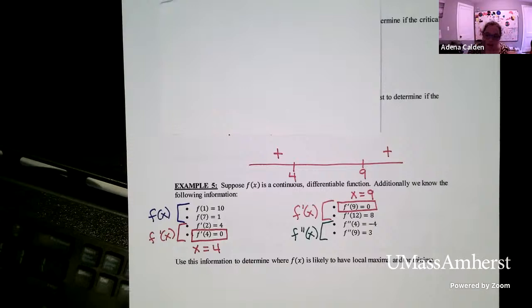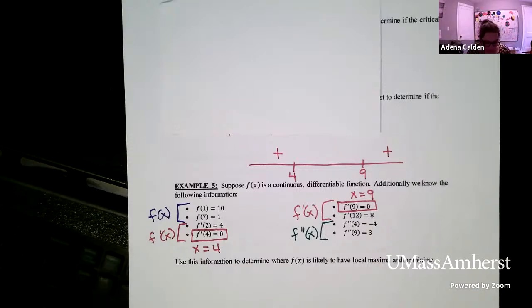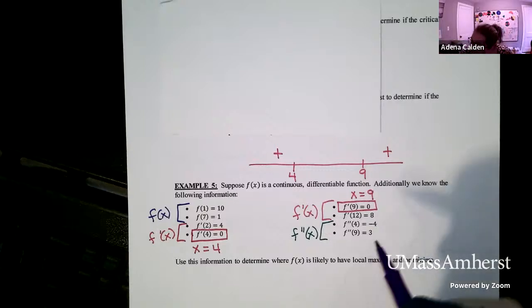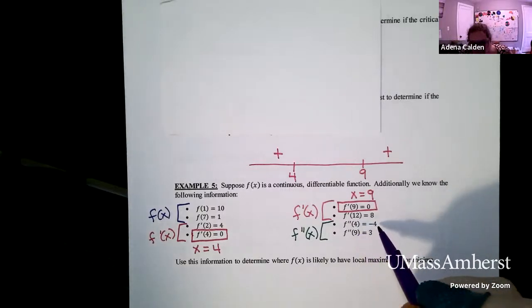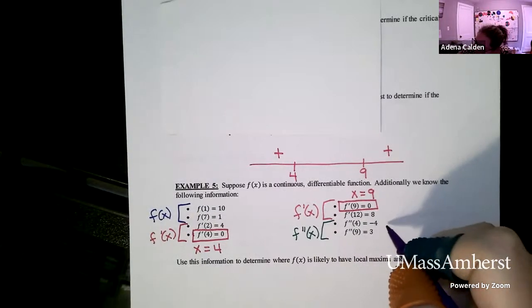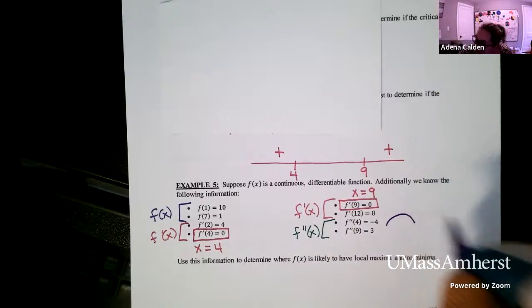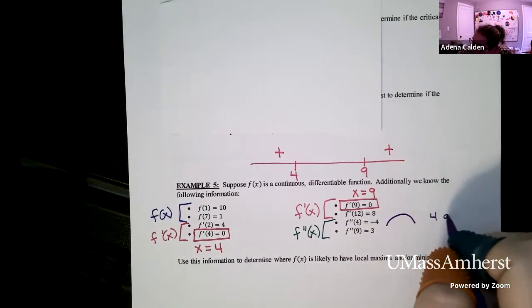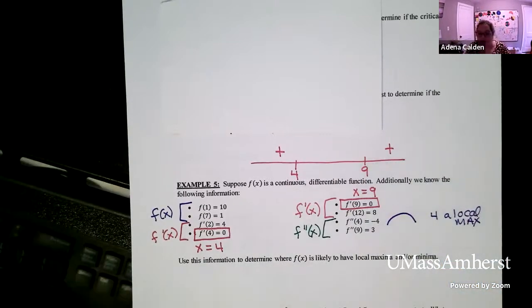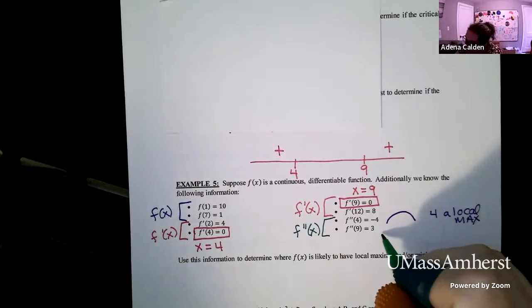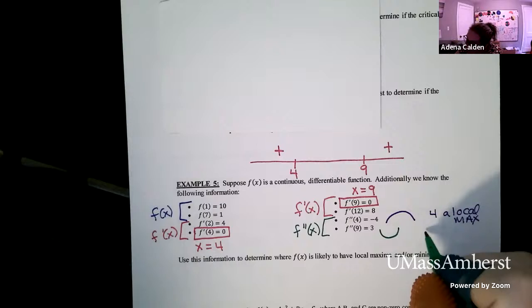So that brings us to our second derivative test. If we know the sign of the second derivative, that will tell us the concavity and will help us know if it's a local max or a local min. So notice here that we know the sign of the second derivative at 4 is -4. Okay, so if the second derivative is negative, that makes the original function concave down, which makes 4 a local max. And the second derivative at 9 is +3.